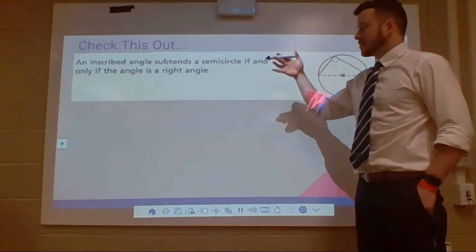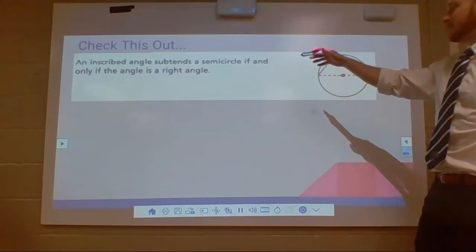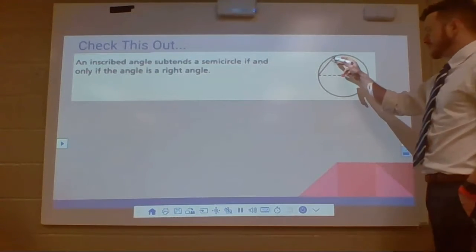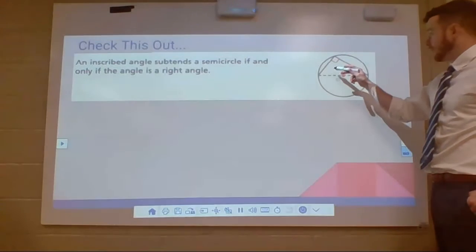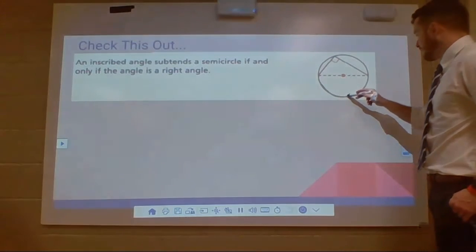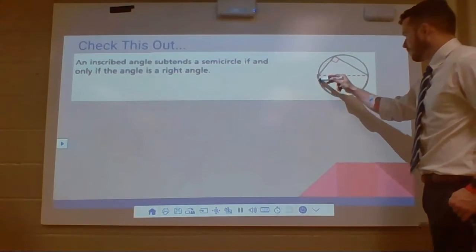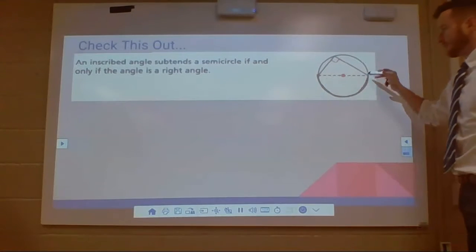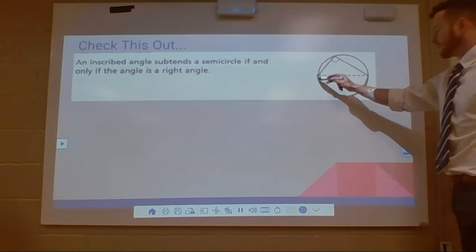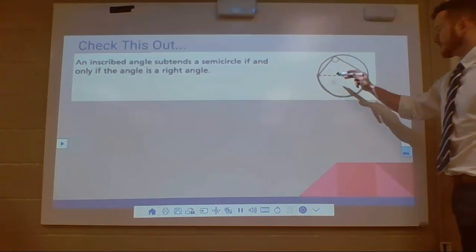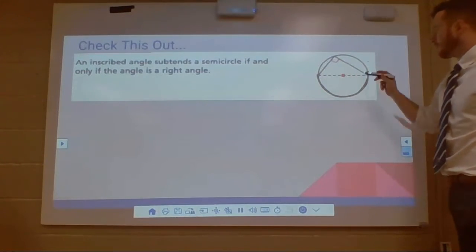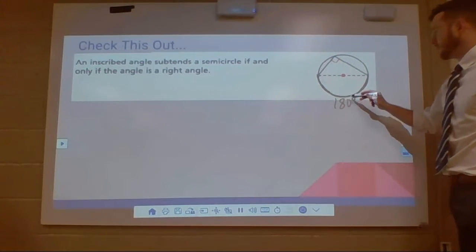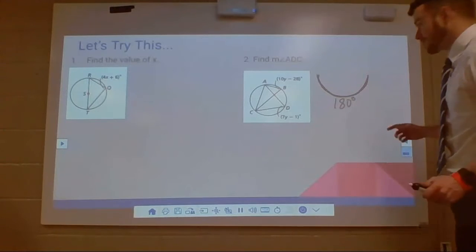So what we can see here is that an inscribed angle subtends a semicircle if and only if the angle is a right angle. So this is telling us that if we have a right angle here, then the arc that it subtends, let me try to trace over that, make it a little thicker there. This arc is a semicircle, okay? Half of the circle. There's the arc that it subtends. So here we got our 90-degree angle, and then this arc is going to be 180 degrees. Okay? So here we go. Let's work some problems.